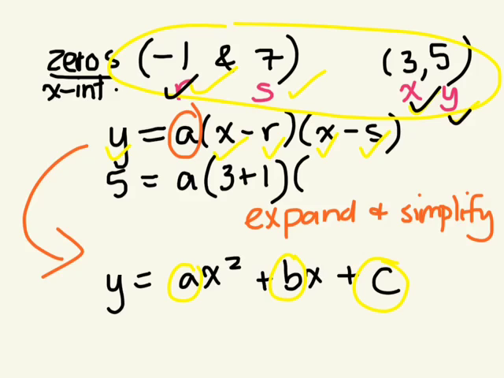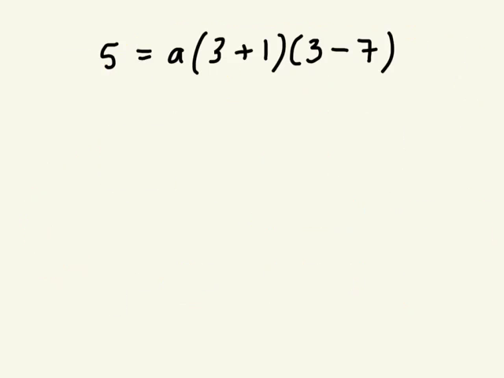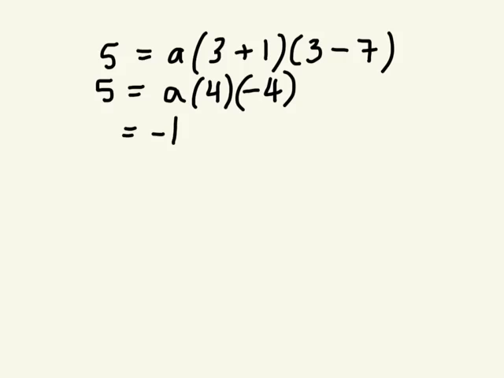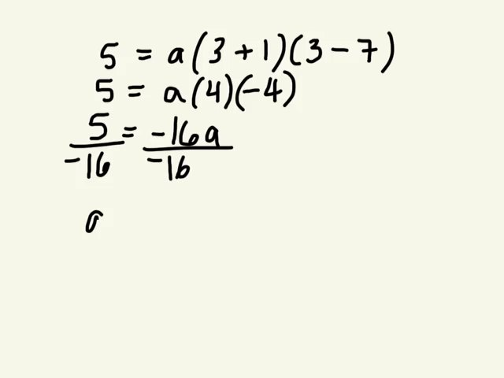Good. x, 3 take away, what's s? 7. Can you guys simplify this and solve for A? I'll write it on the next page. What's 3 plus 1? 3 take away 7. -4. 4 times -4. So -16A equals 5. Divide by -16. A equals 5 over -16.